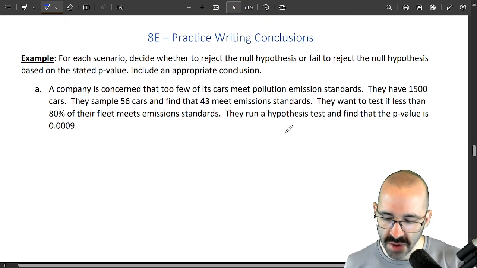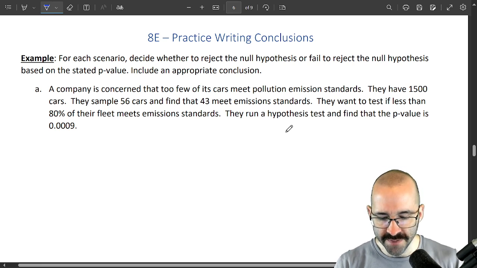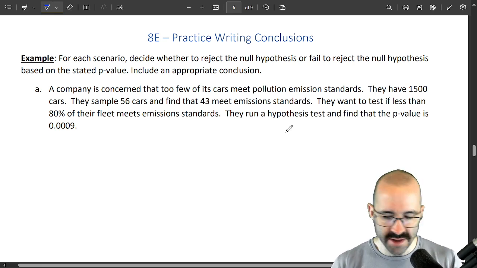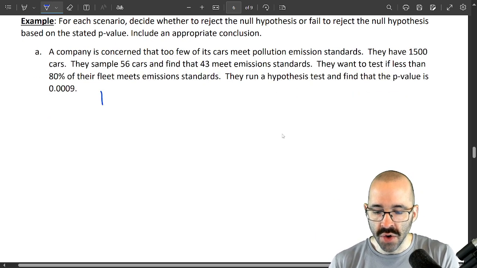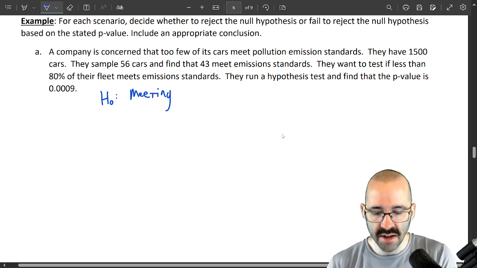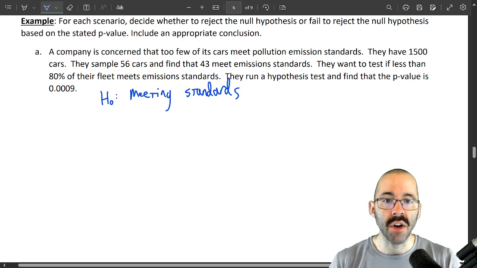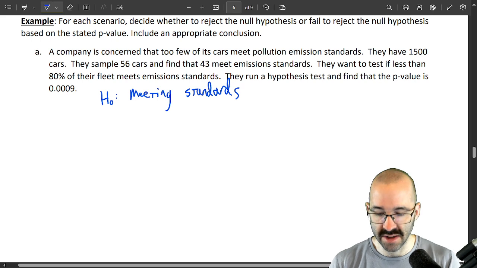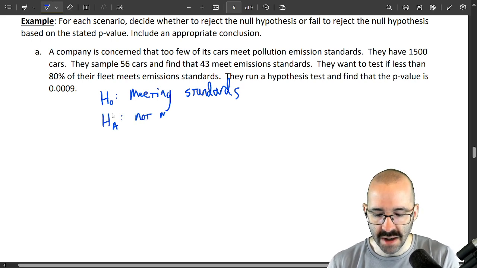In this first example, example A, it's the same car example that we've been working on this whole unit. Again, it's the company's concern that they're not meeting emission standards. Earlier, we found that the null hypothesis was that we're meeting emission standards, and the alternative hypothesis was that we are not meeting emission standards. So HA was not meeting emission standards.